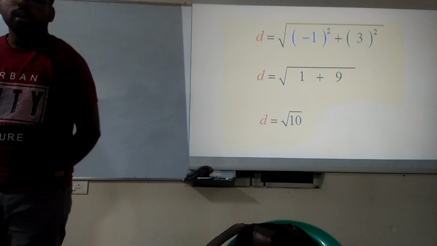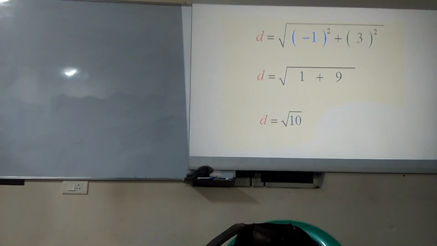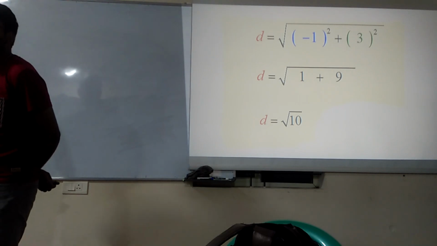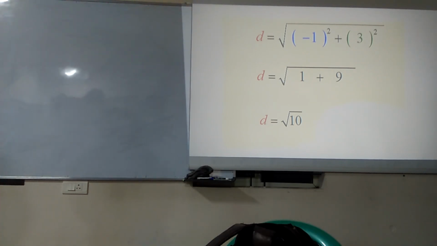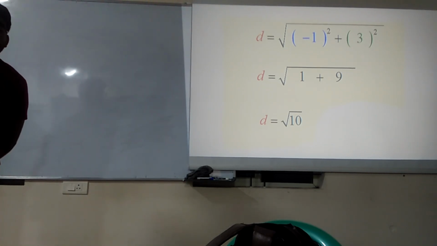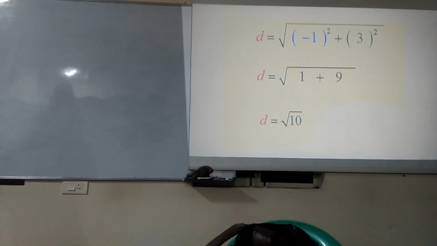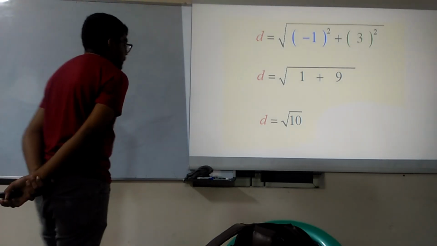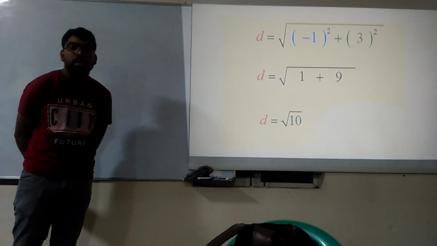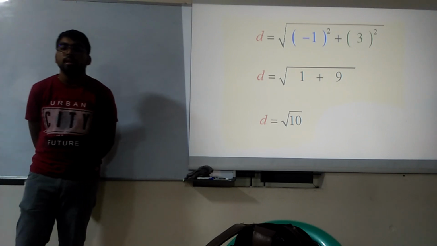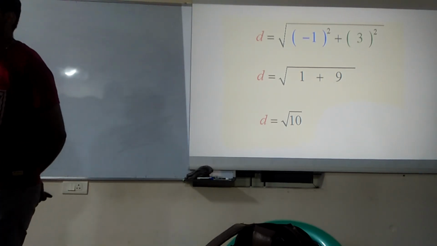The distance of a point from the y-axis is called the x-coordinate or abscissa. Abscissa spelling, anyone wants? A-B-S-C-I-S-S-A.